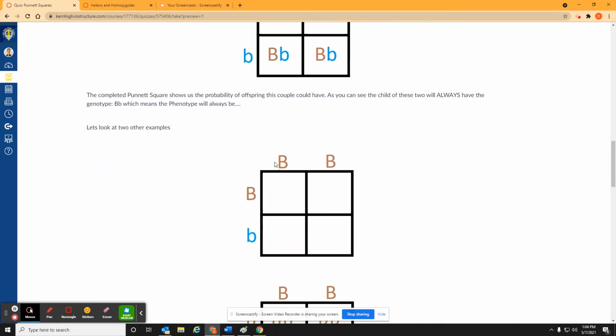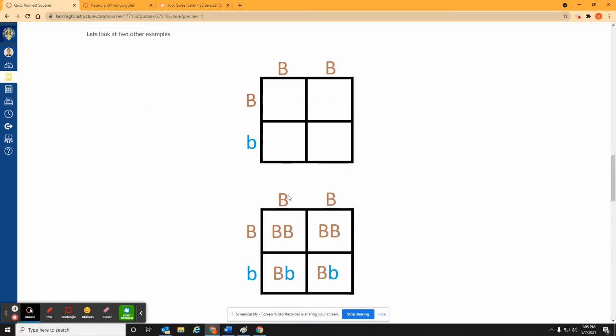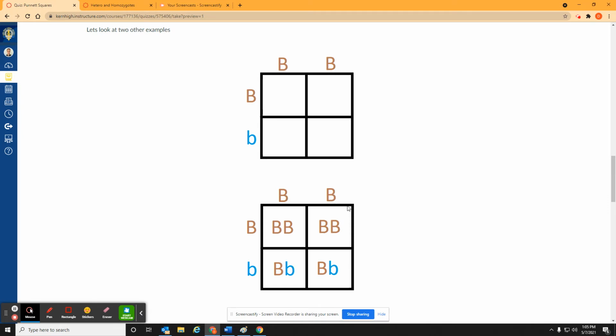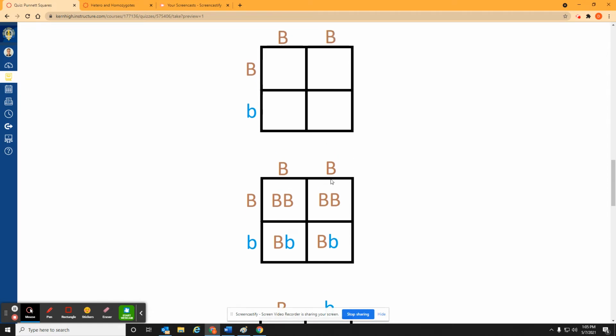What about this example? Dad, brown eyes, double capital B. Mom, brown eyes as well, but she carries that blue gene. We're going to do the cross. My B's from the top fill in here. My B's from the side fill in too. When you cross this one, you get double capitals, double capitals. This one I get one capital, one lowercase, one capital, one lowercase. And so in this case, again, all kids will have brown eyes, but two will be double capital B's, and two will be one capital, one lowercase.